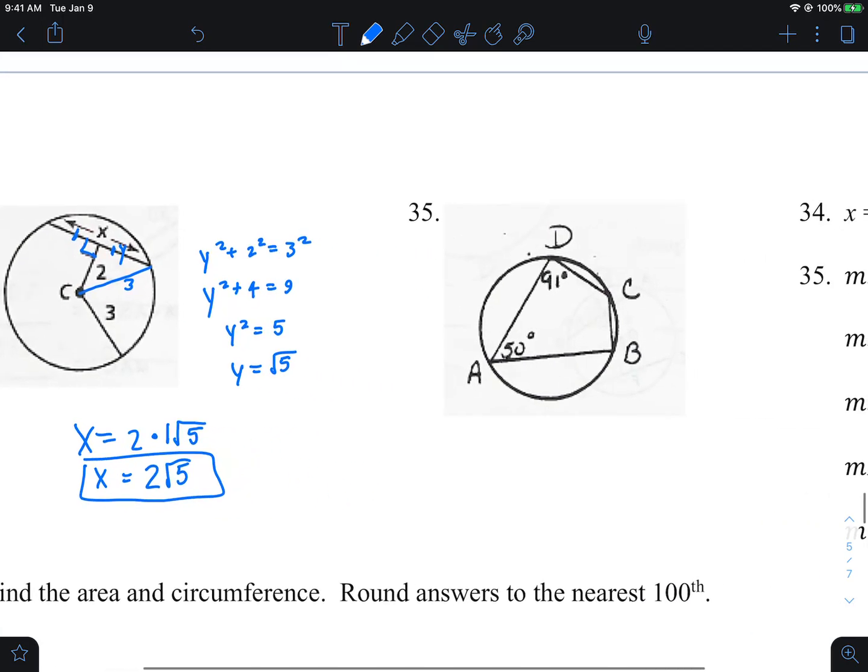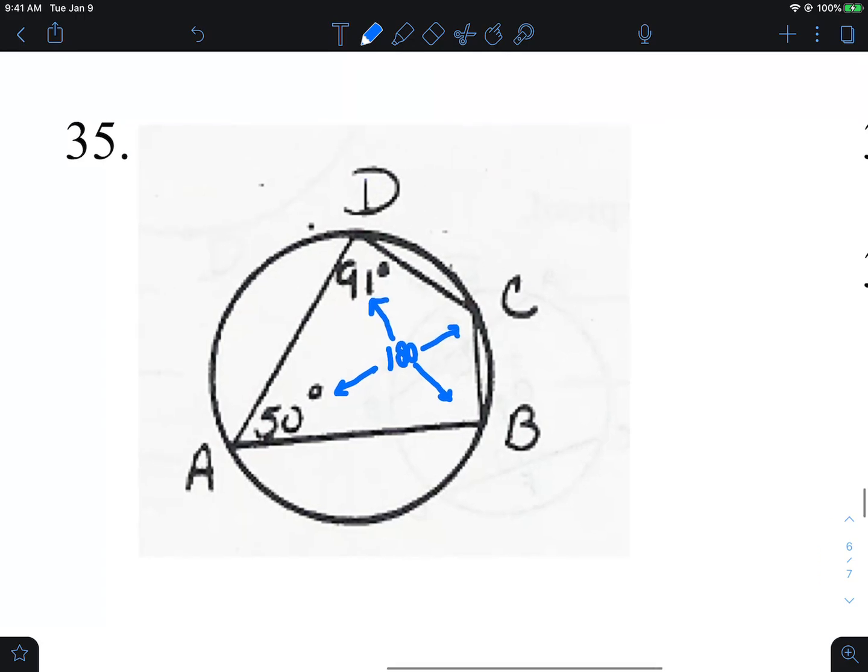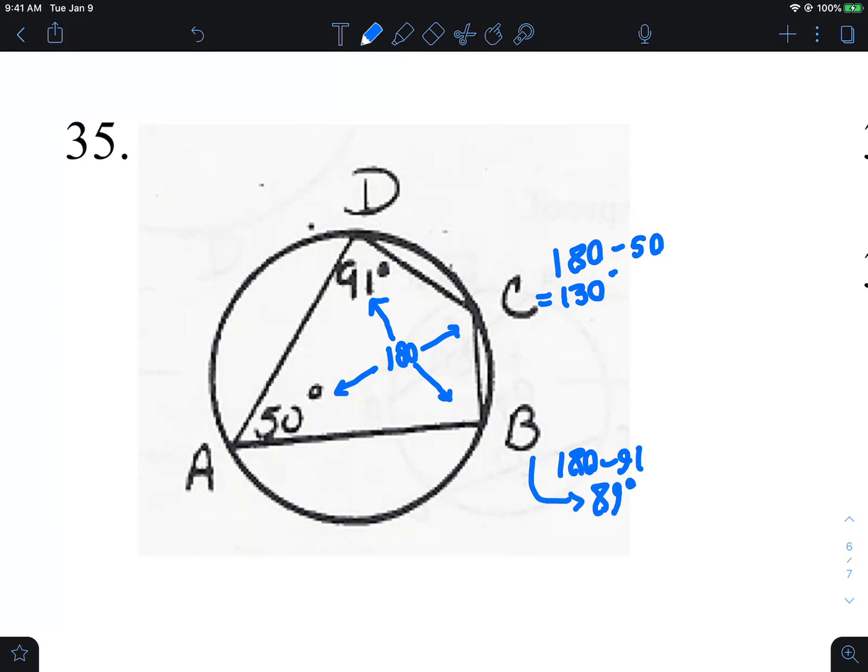Okay, 35, another quadrilateral inside of a circle. So on the previous page we talked about these here adding up to 180 degrees. That's going both ways there, so from right to left and left to right. So angle C, if we do 180 minus the 50, we'll get 130 for angle C. And then down here for angle B, 180 minus 91, 89 degrees. And that'll be it there on those.